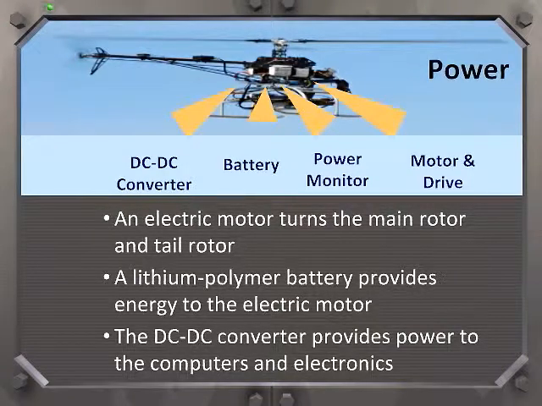Stored electrical energy in state-of-the-art lithium polymer batteries must be converted into mechanical energy in order for the helicopter to fly. The energy supplied by the batteries must be regulated to control the speed of the electric motors. Power system engineers design these types of systems.